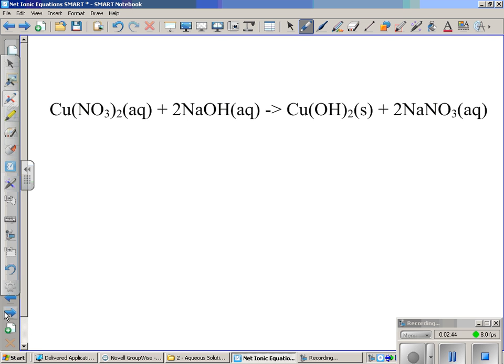It shows everything just as is. You see the aqs and the s's, they don't technically have to be there for it to be a molecular equation. It's just showing what compounds are reacting to form whatever compounds are forming. Then there's a thing called an ionic equation. Now you see on your paper it says that that's an equation that shows all soluble ionic compounds as ions.